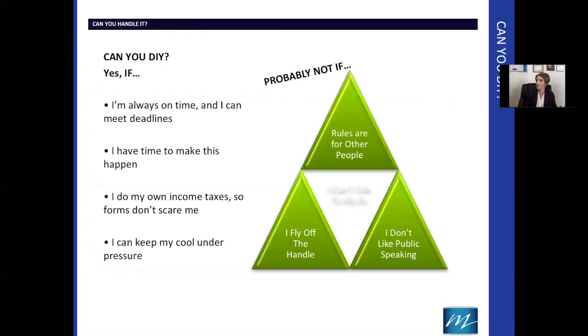Did you have a question? I do. If I do it myself, is the judge going to hold me as accountable on these things if I mess up since I don't have an attorney?